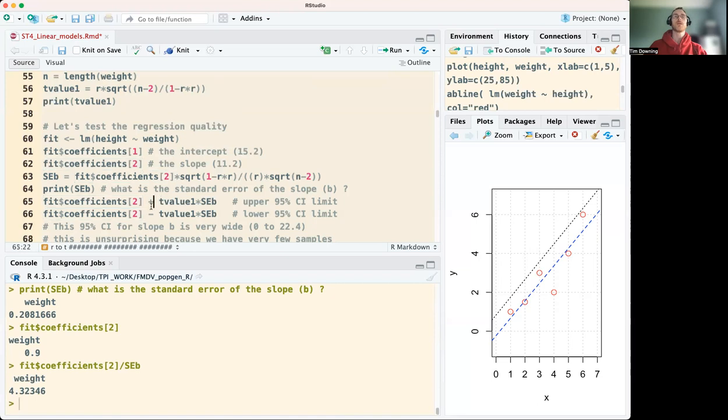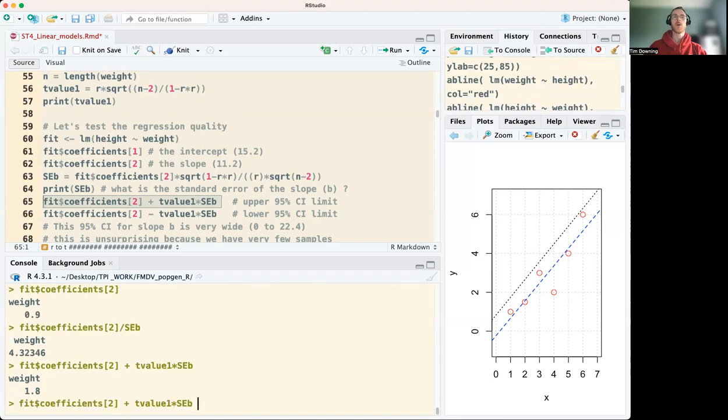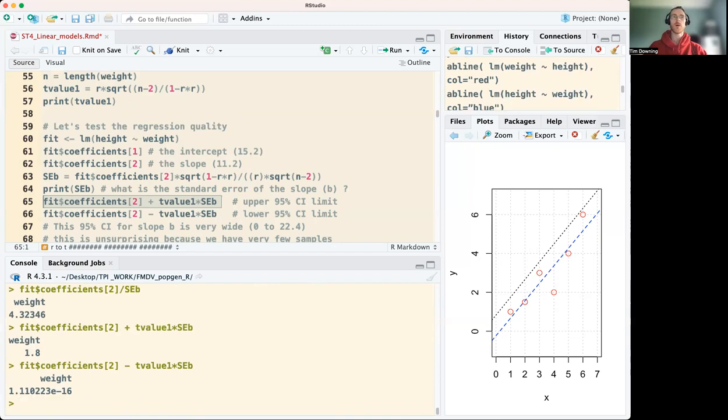So we can scale this to estimate the upper bound for the confidence interval limit and the lower bound. So if we do that, we can see the upper bound, and then we can get the lower bound, which is close to 0. So that indicates quite a wide confidence interval.